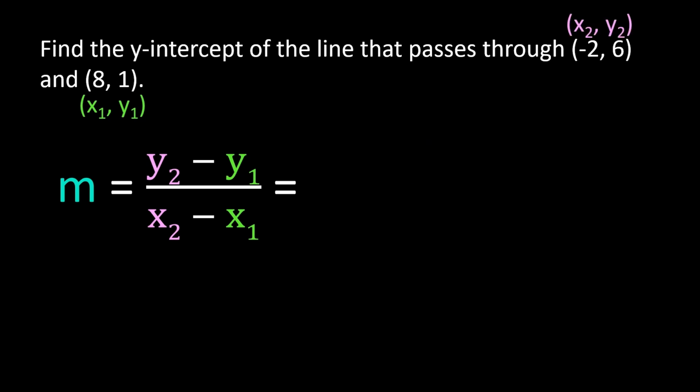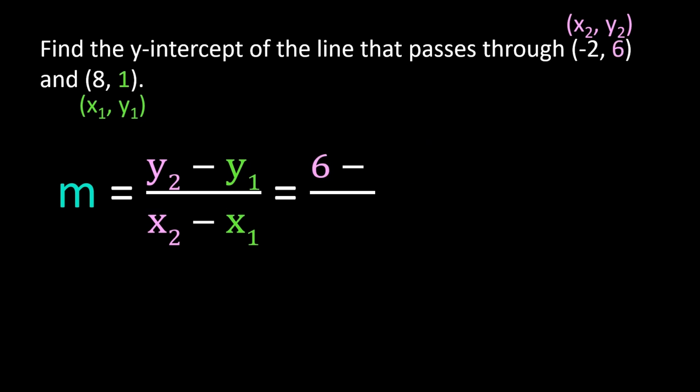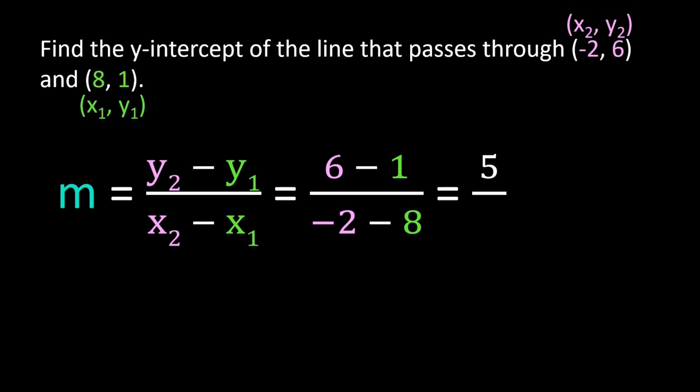And remember, it doesn't matter which one you label x1, y1, and which one you label x2, y2. I look for the point that's going to give me the easiest math calculation. And where I am now is I need my y2 of 6. So I have 6 minus my y1, which is 1, over my x2, which is -2, minus x1, which is 8. So I have 6 minus 1, which is 5, over -2 minus 8, which is -10.